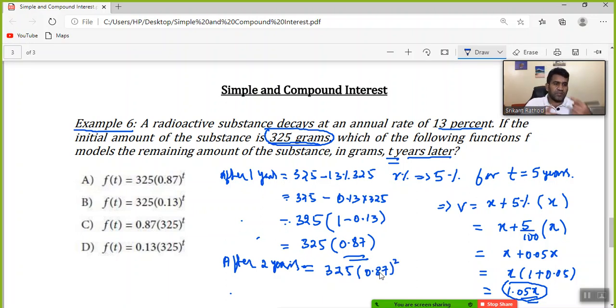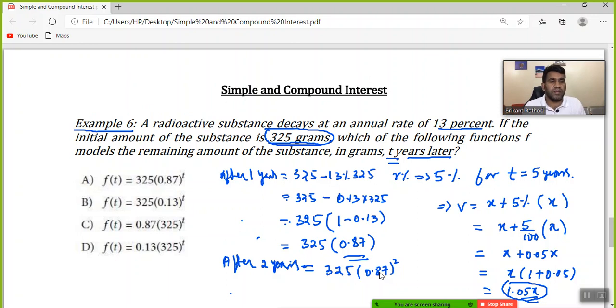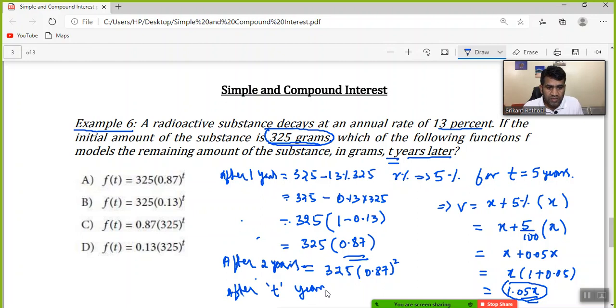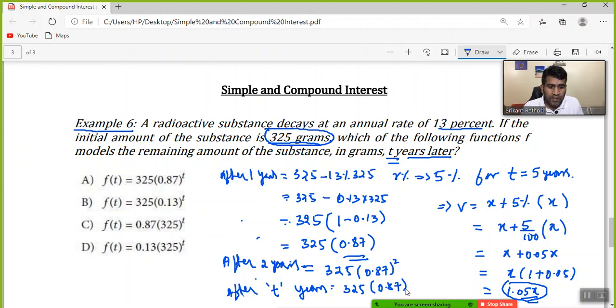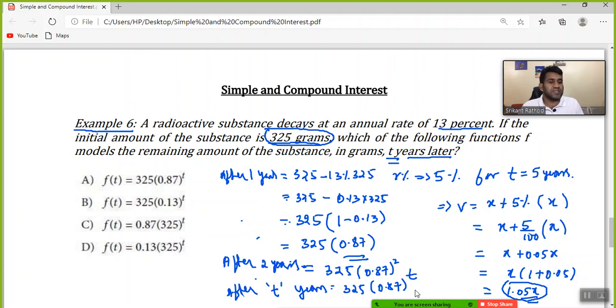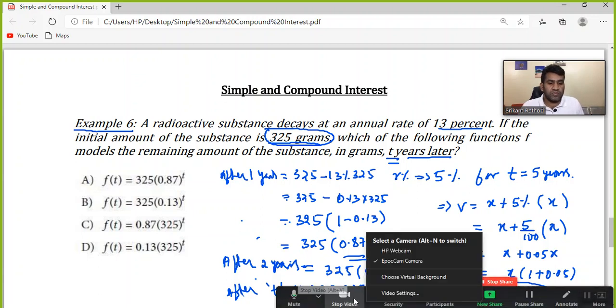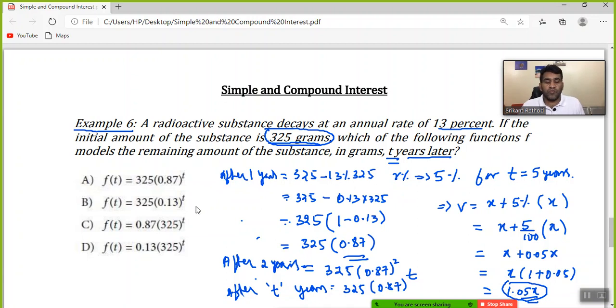As I said, every year it's getting reduced by 13%. So after they are saying t years, in this case we can say 325 times 0.87 to the power t, right? Whatever the number of years they are saying, we have to take it as a power. So after t years, this is the value that is going to remain, which is 325 times 0.87 to the power t. That is equivalent to option A.